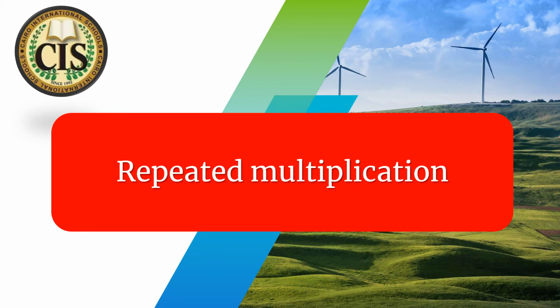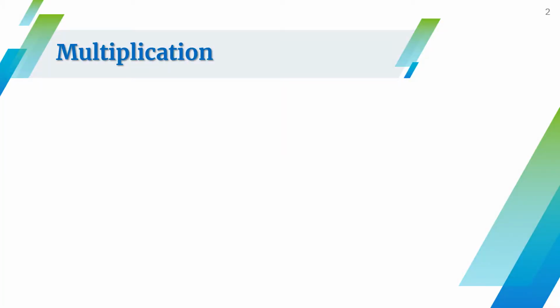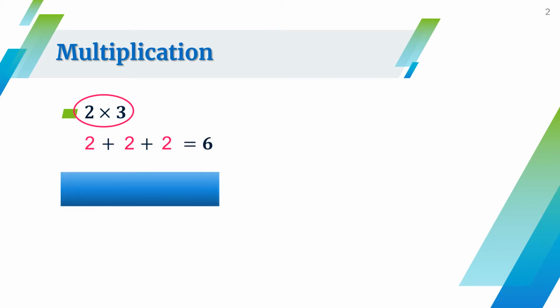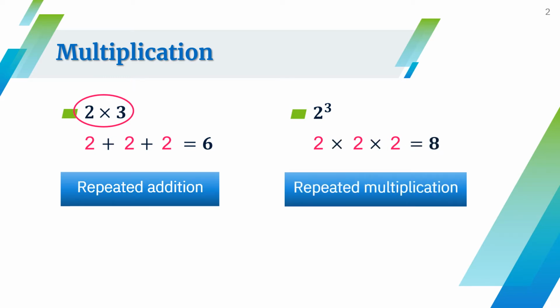Our lesson today is repeated multiplication. Two times 3 means 2 plus 2 plus 2, which equals 6. This is called repeated addition. But 2 power 3 means 2 times 2 times 2, which equals 8, and this is called repeated multiplication.